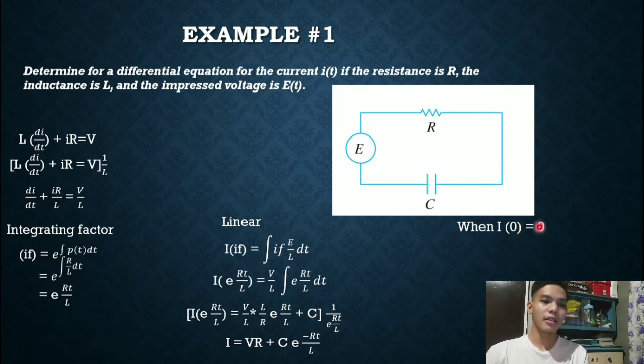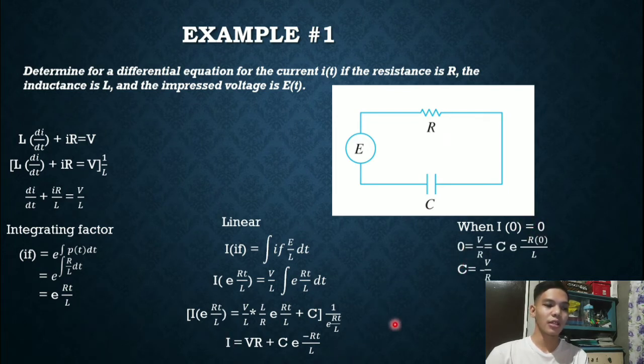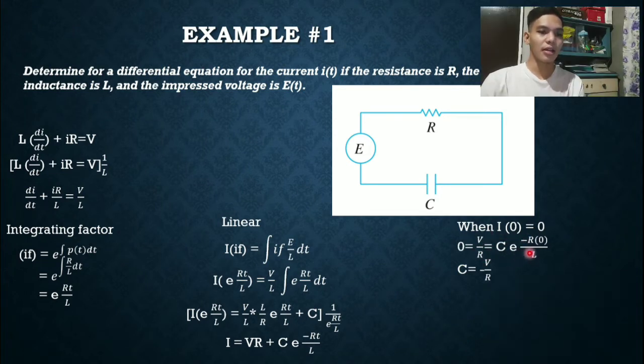When I(0) equals 0, here is the initial condition 0, and we use this formula and substitute the initial condition. I equals V over R plus C e raised to R(0), because this is 0, over L. Hence C equals negative V over R, and then we can use it. I equals V over R minus V over R e raised to negative Rt over L. We can factor out V over R on both sides, and our final answer will be V over R times 1 minus e raised to negative Rt over L.